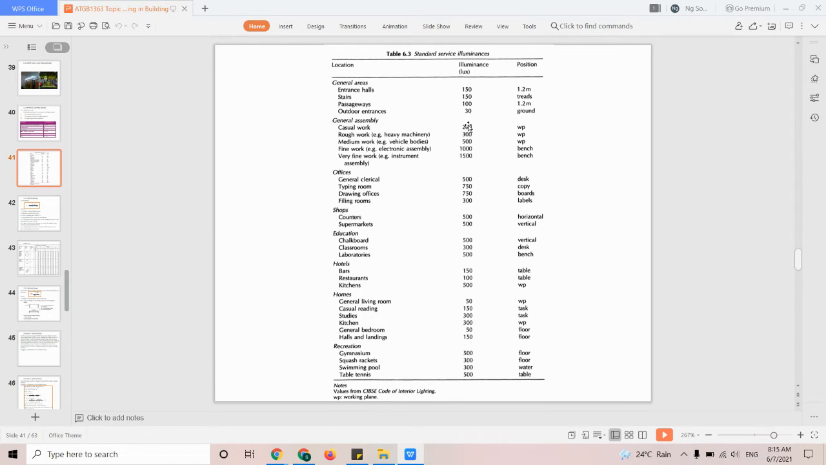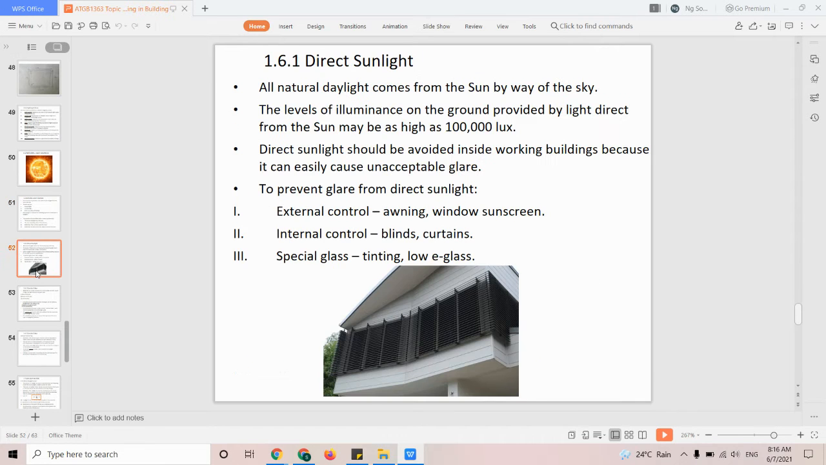So the level of lux required for a surface is just in a range of 100 to at most 1,000 when it comes to fine work or electronic assembly here. But when we measured the level of illuminance or lux from the sun, we found that it's able to provide a very high level of brightness.